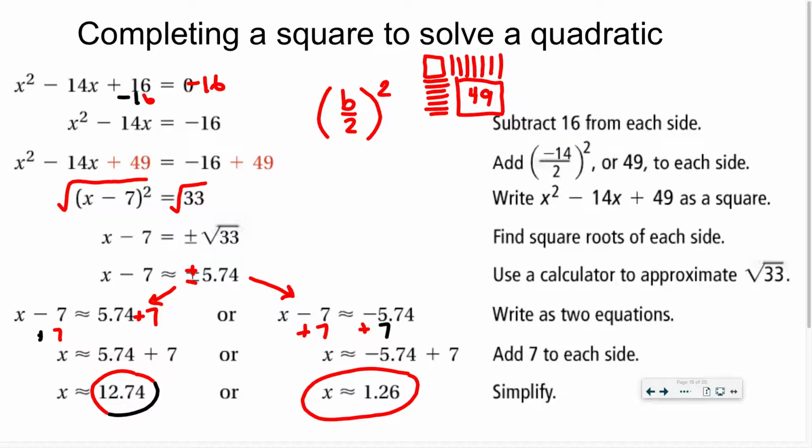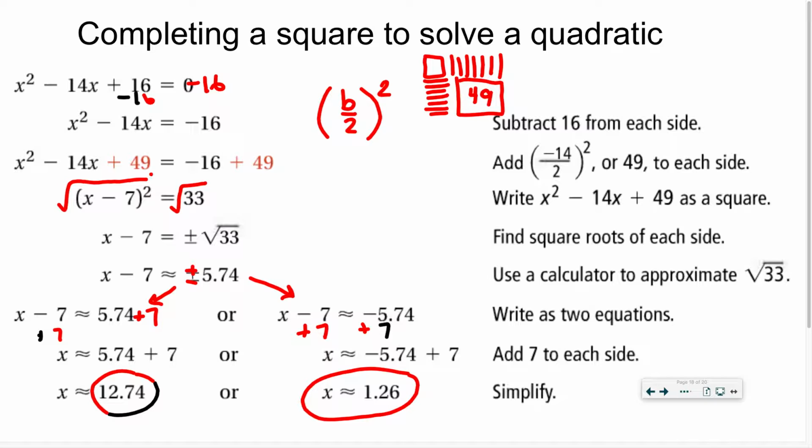I noticed early on that I couldn't factor that. I just couldn't find factors of 16 that added up to negative 14. So instead of trying to continue on and beat myself with trying to come up with factors, I'm going to create a perfect square trinomial, and I'm allowed to do that. I'm going to get rid of the 16 and use this formula to make x squared minus 14x into a perfect square trinomial. The reason I want to do that is I can rewrite it and actually solve for x.